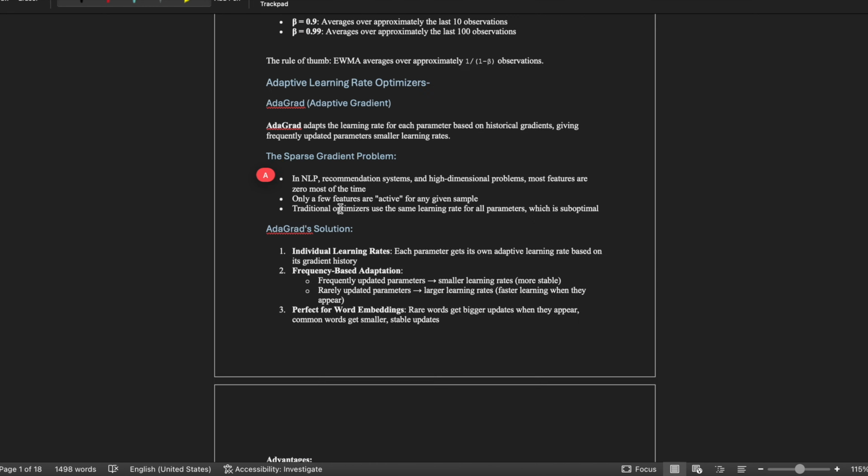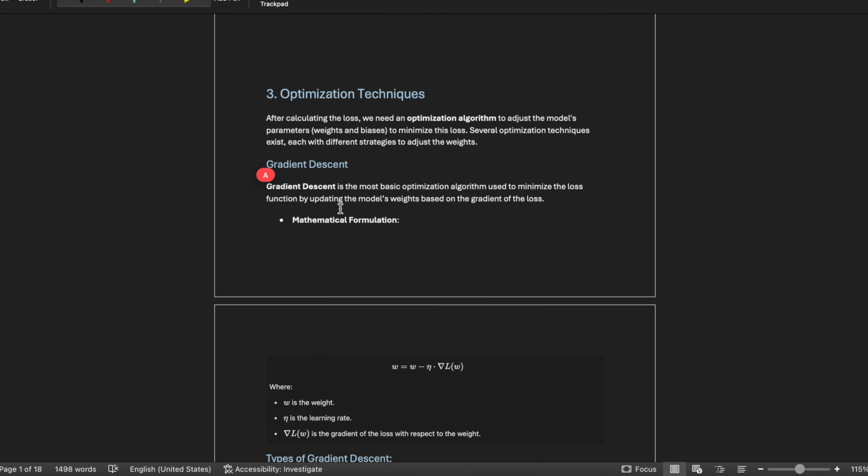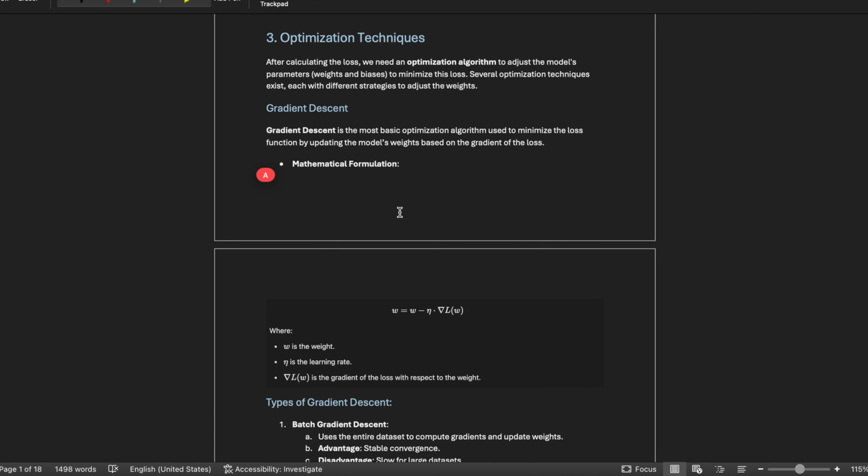So let's go through a more formal definition of optimization technique. What do we do in optimization techniques? In ML or deep learning problems, we try to decrease the loss. We reach the optimum solution of the parameters where the loss is minimum.